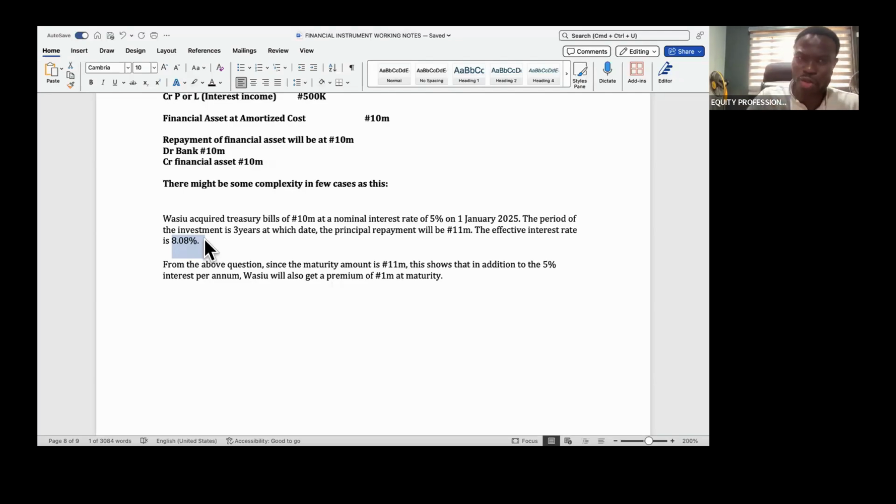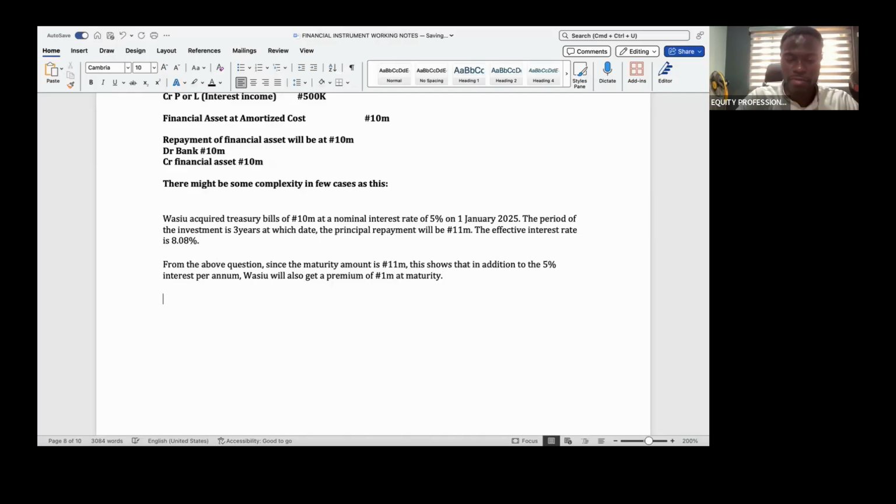So this goes to show that this 8.08 given to you contains both the nominal interest rate of 5% and also the premium. They have factored in the premium. So this has already taken care of all your income, all your interest. So with this now, we can know how much we are recognizing every year. So it has taken care of the 5% and also the premium. So look at it now.